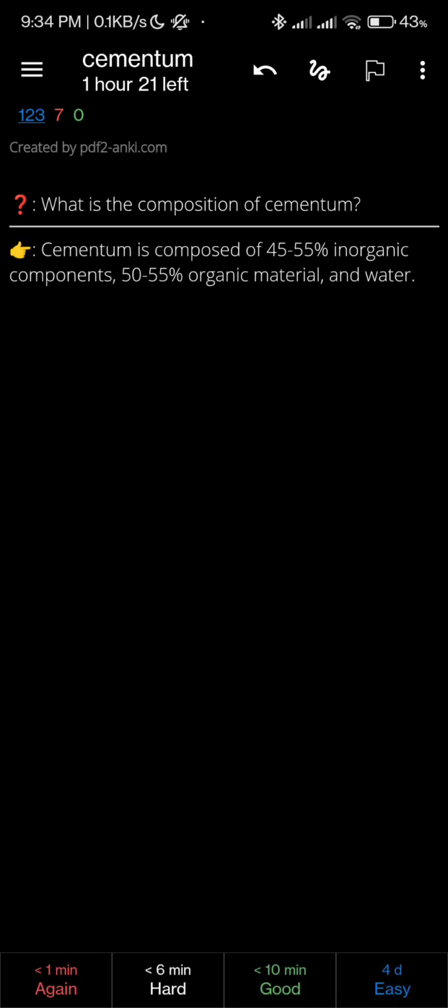Cementum has a peripheral layer of cementoid, which covers an unmineralized central core. What is the composition of cementum? Cementum is composed of 45 to 55% inorganic material and 50 to 55% organic material and water.